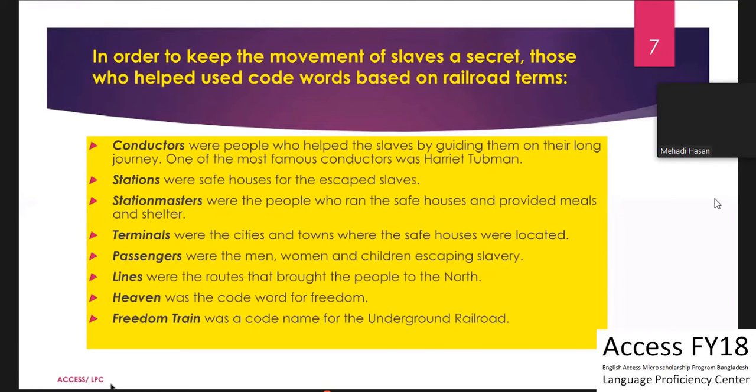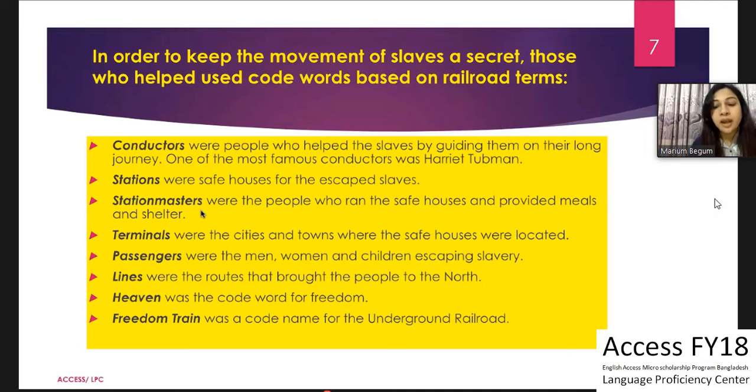Stations were safe houses for the escaped slaves. So they used to term the safe houses as stations. Maybe you can read the next one as well. Station masters were the people who ran the safe houses and provided meals and shelter.